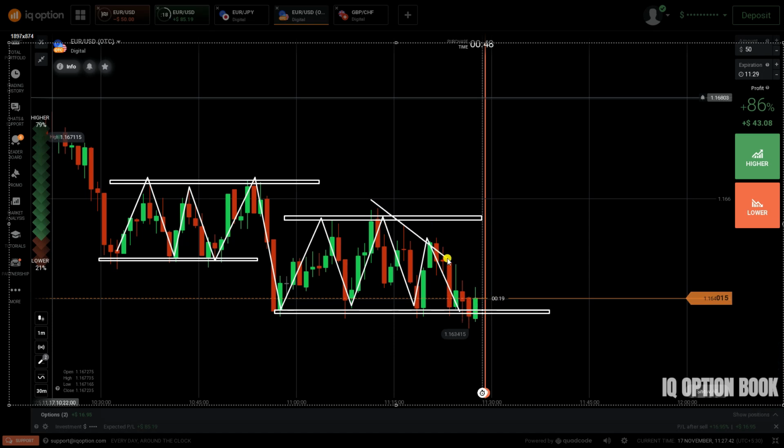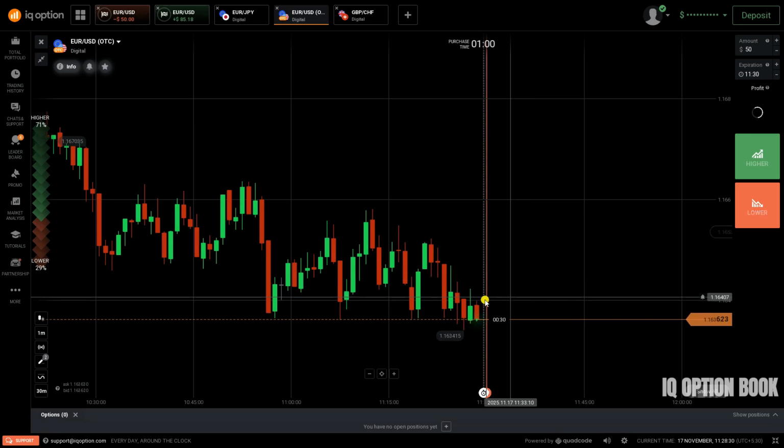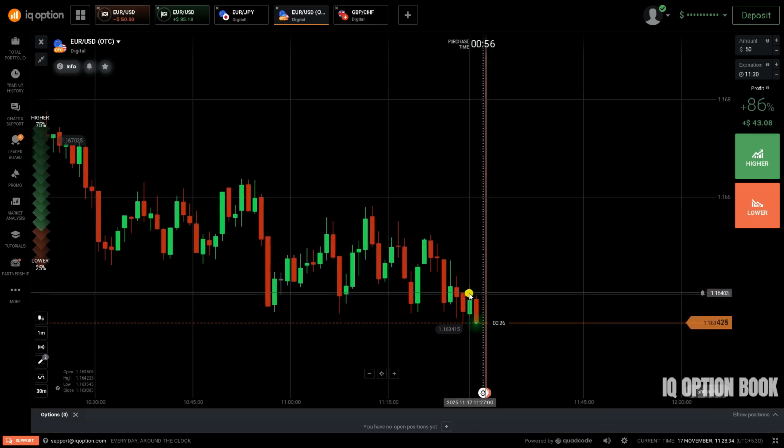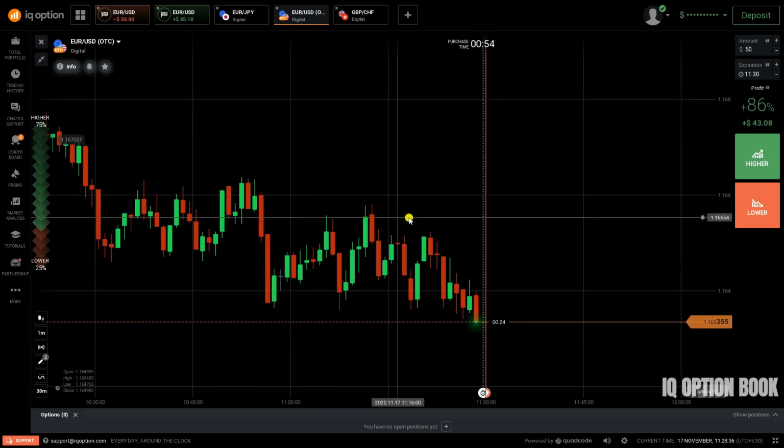So I will add a small minor trend line. Based on the trend line, I will place the trade in a downward direction because the market is making lower highs and lower lows, lower highs and lower lows. So this trade we will place in a downward direction.